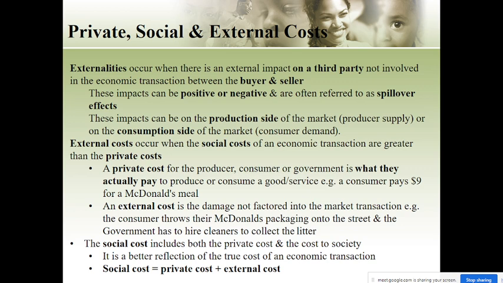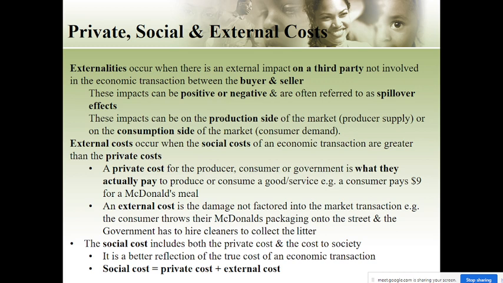Okay. The other one is external cost. An external cost is the damage not factored into the market transaction. For example, consumers throw their McDonald's packaging onto the street, and the government has to hire cleaners to collect the litter. You're getting my point. What is the external cost?